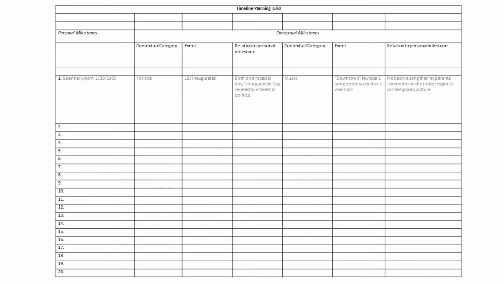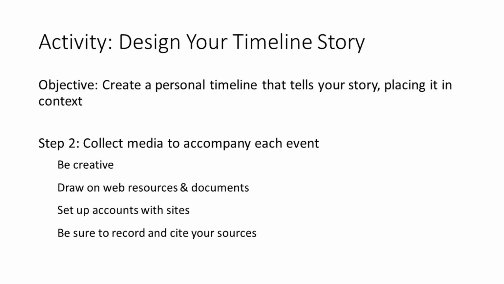As you go about planning your timeline, one thing that you're going to want to do is to collect all the media that you want to use to accompany each event. And I'll remind you here, be creative and draw on as many sources as you need to and you want to be able to tell your story. But also be sure that you record and you cite your resources so that you're giving proper credit to the people who created those resources in the first place.